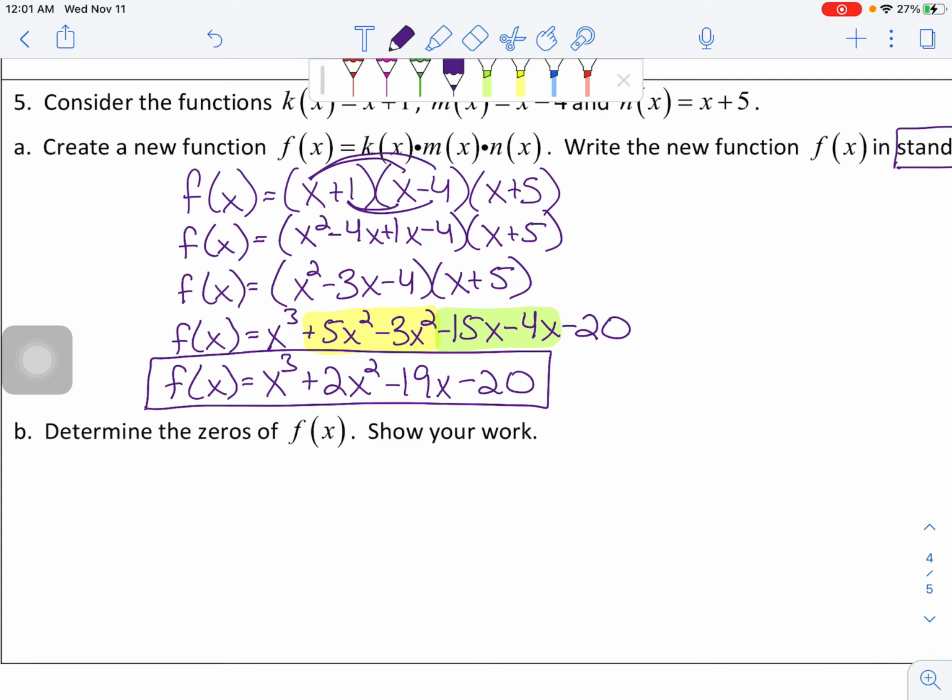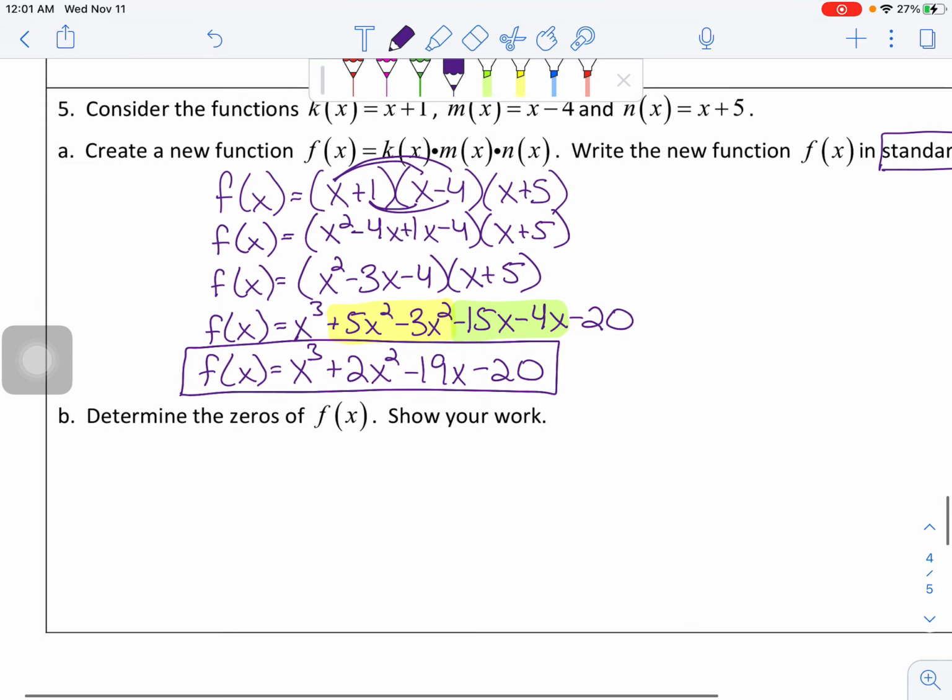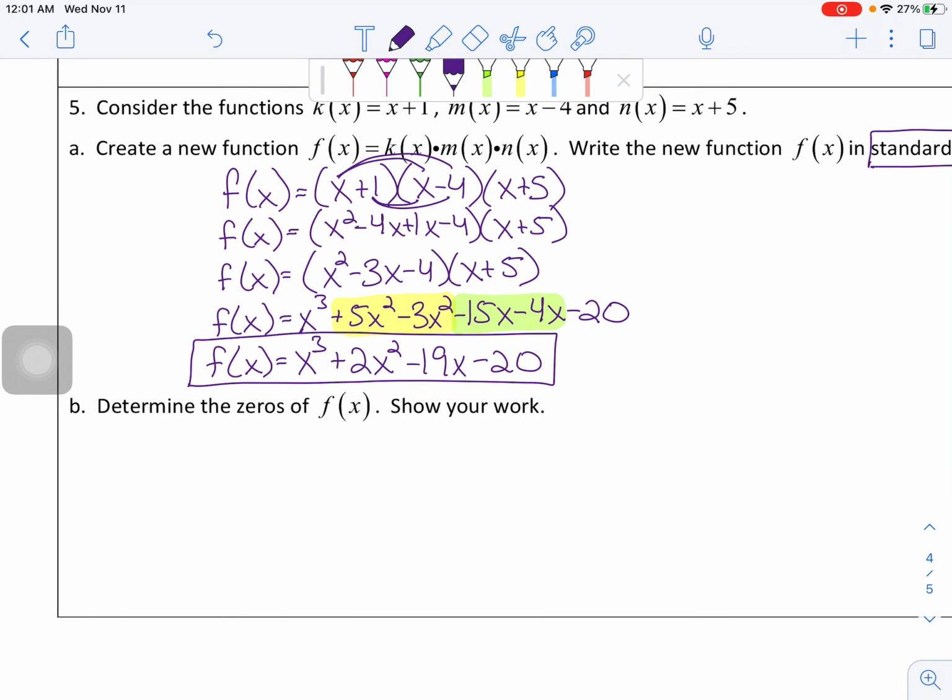Okay, lots of multiplication when we're asking you to turn it into standard form generally. So take your time, do what you need to do. If you want to put multiplication boxes in the problem and you use those, absolutely use those to multiply.